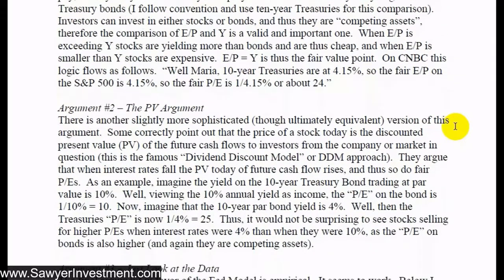And the present value argument is a bit more sophisticated, but it operates on the premise that within the dividend discount model, the denominator is interest rates. And so if interest rates are higher, then the value of stocks should be lower. And if interest rates are lower, then the value and prices of stocks should be higher. So this leads one to deduce that the price-earnings ratios should be inversely related to interest rates or inflation, which would also affect the level of nominal interest rates.